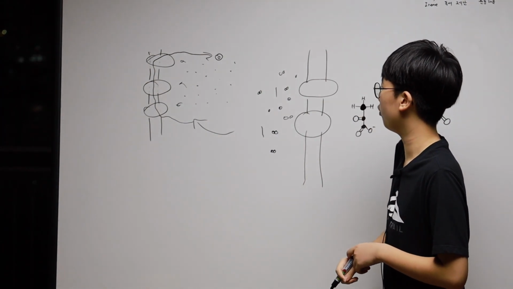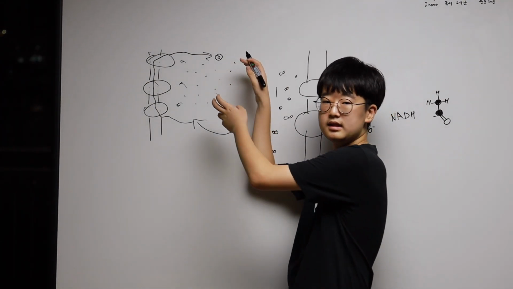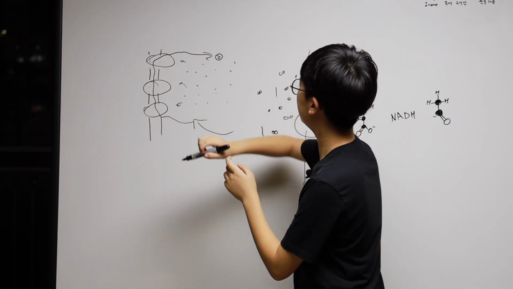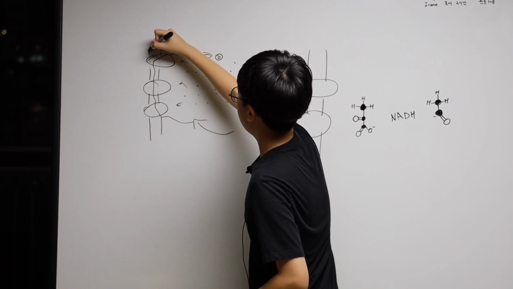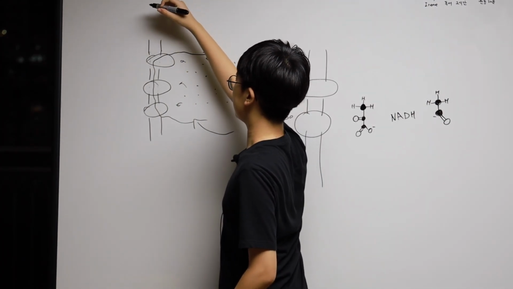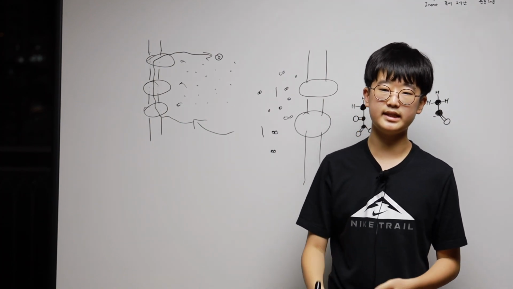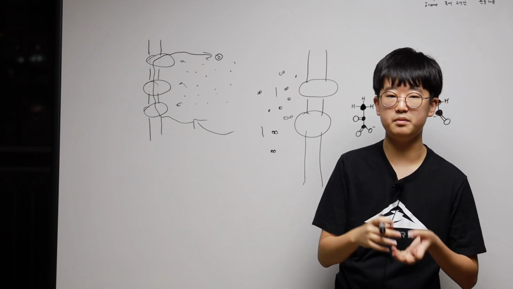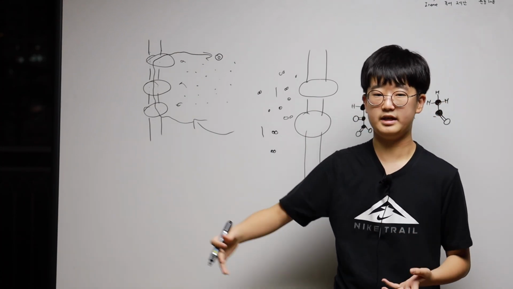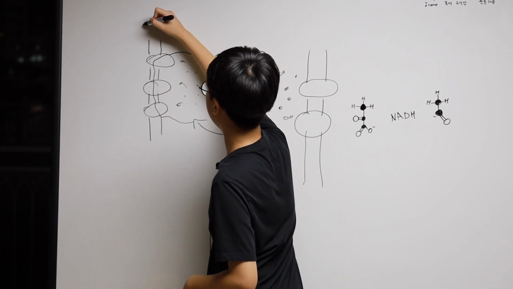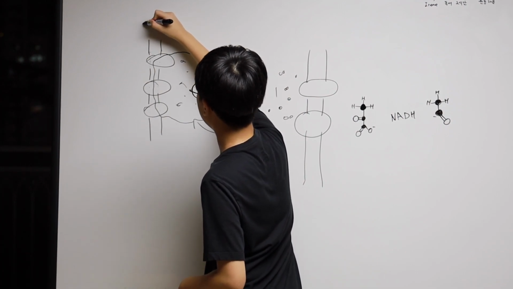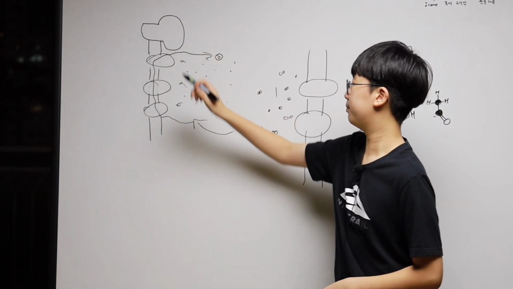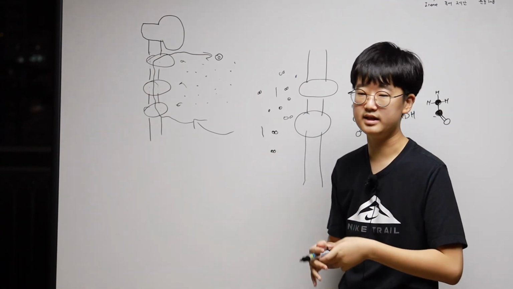I think that's 24. I could be wrong, but now these get pumped outside, and then there's a thing called ATP synthase. It's an enzyme, and it does ATP producing. A lot of ATP producing. Now, I'll draw it over here. And there's a very bulby end.